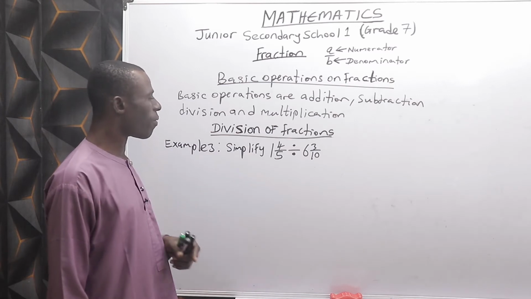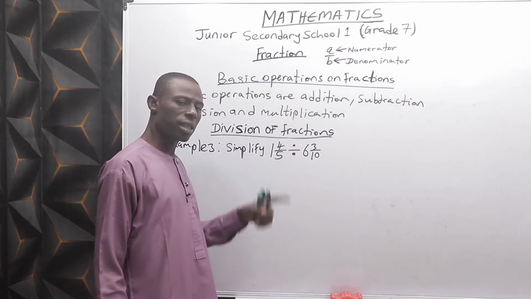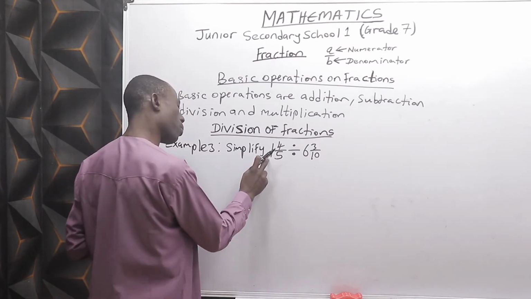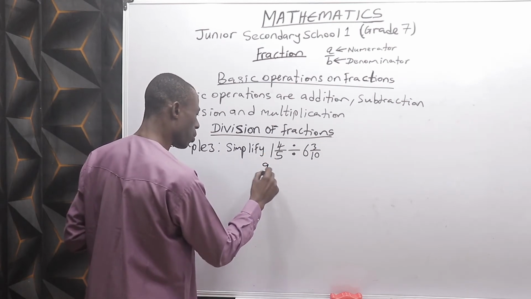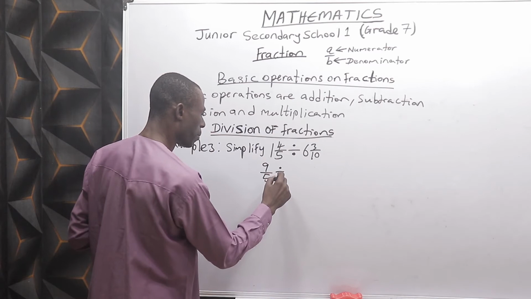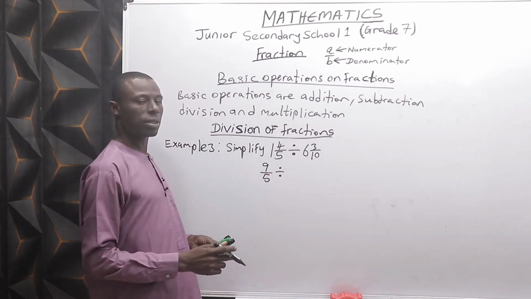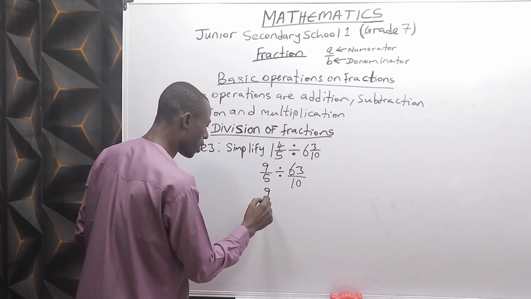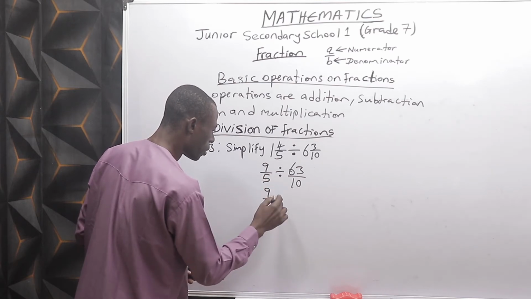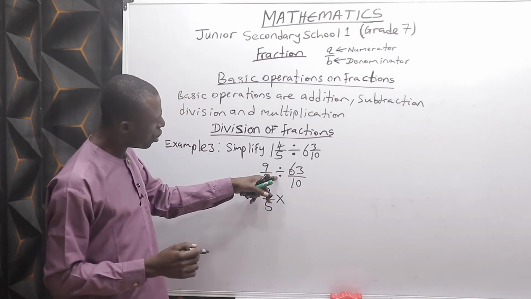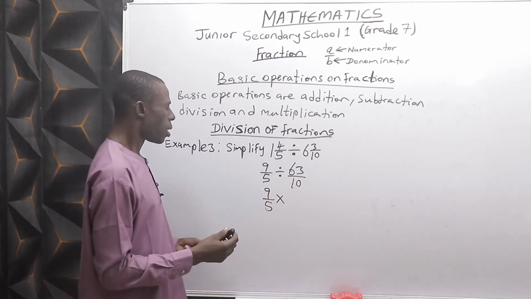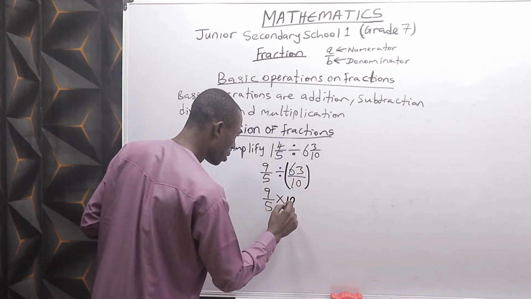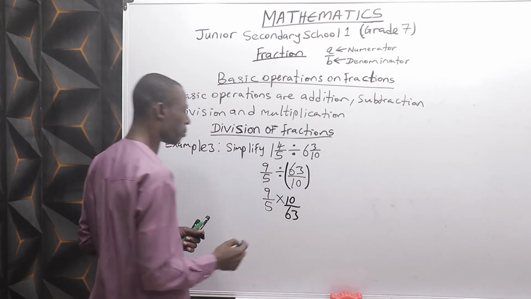Simplify 1 number 4 over 5 divided by 6 number 3 over 10. Let's convert this to improper fraction. 5 times 1 is 5 plus 4, that is 9 over 5, divided by 10 times 6, that's 60, plus 3, 63 over 10. So we have 9 over 5 times, we change the division to its inverse. Therefore, the divisor must change also to its inverse. That is 10 over 63.